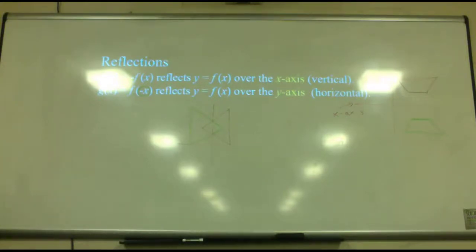How are we doing there? Is that making sense? Notice we're still not changing the shape. We are changing the orientation of the shape, but we haven't altered the shape in any way. It's still the exact same shape. We just flipped it over. All right.